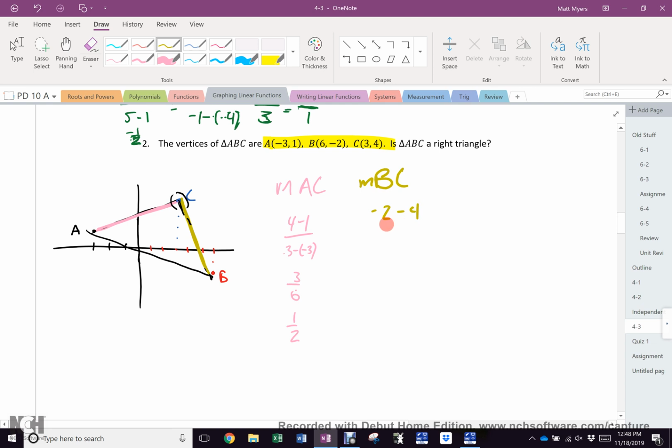-2 minus 4, okay. What's -2 minus 4? -6. What's 6 minus 3? What's -6 divided by 3? -2, and -2 is properly -2 over what? Are they perpendicular? Yes. Right.